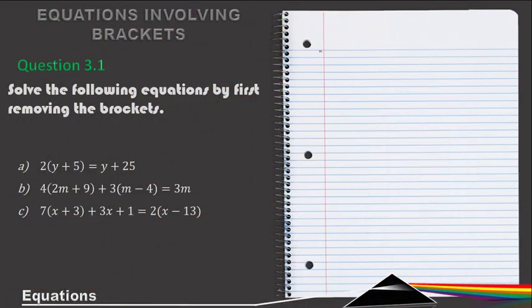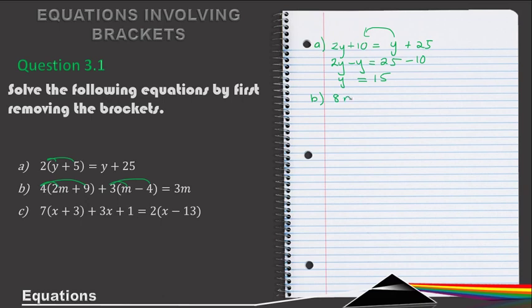Okay, now A, first we start off by multiplying out this bracket. That gives us 2y plus 10 is equal to y plus 25. Right, so I bring my y over this way, so 2y minus y is equal to 25 minus 10. When this 10 goes over to that side, it changes sign. We have y equal to 25 minus 10 gives me 15. That's my answer.